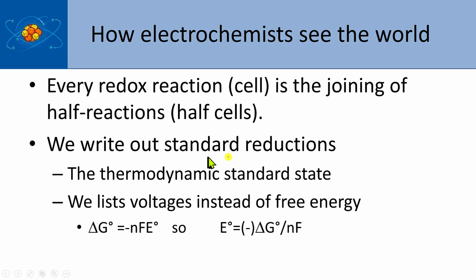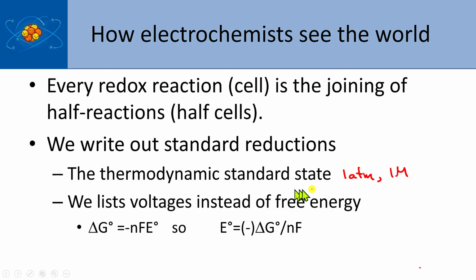And we write out standard reductions based on their voltages relative to hydrogen, and we use the thermodynamic standard state when we do this. So this is 1 atmosphere for gases and 1 molar for things that are dissolved in solution. Temperature, in the thermodynamic standard state, is not part of the standard state. It's just the molarities or concentrations, for example. And then what we do, instead of listing free energies, right? We list voltages.